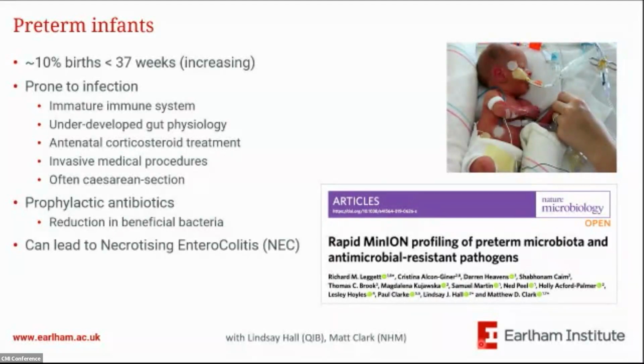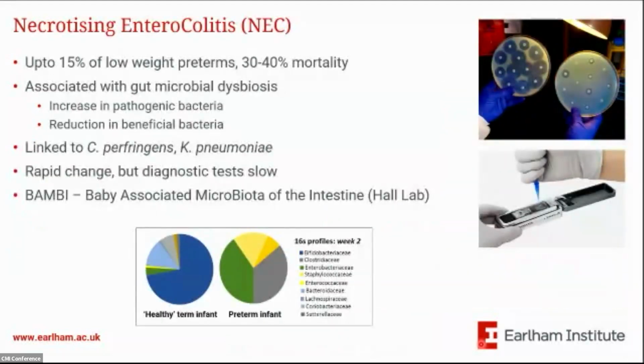One of the things they're at risk of is something called necrotizing enterocolitis. This is a really serious condition. It's associated with gut microbial dysbiosis, so an increase in pathogenic bacteria and a reduction in beneficial bacteria. A number of pathogens are linked to it, but it's characterized by quite rapid change, and existing diagnostic tests are quite slow. It's key to work out what the pathogen is and its resistance profile, and this involves typical approaches of plating out samples and waiting for them to grow, which can take 2 or 3 days.